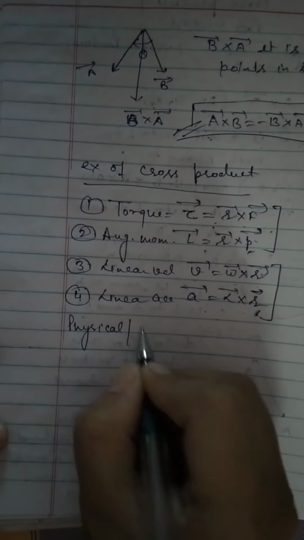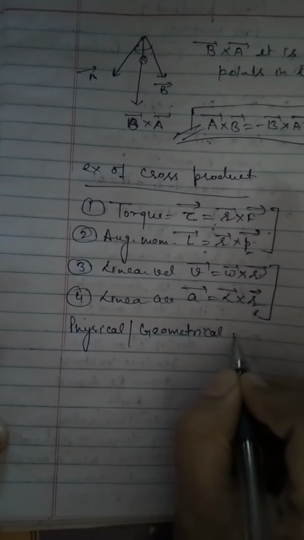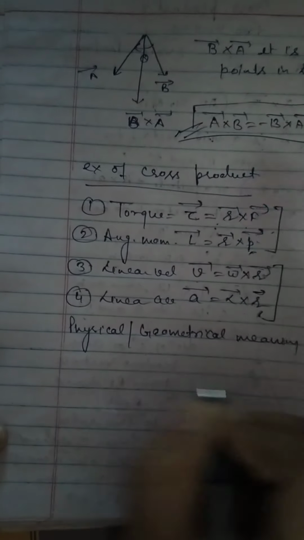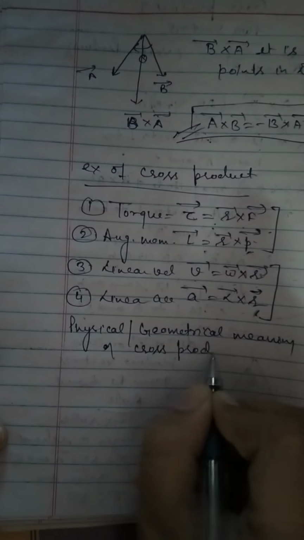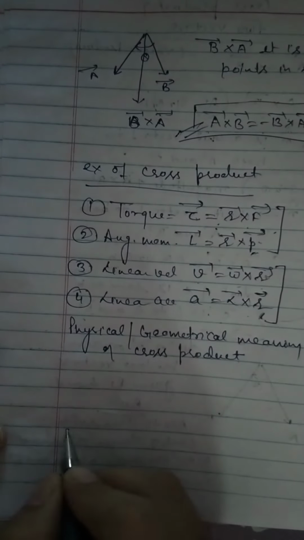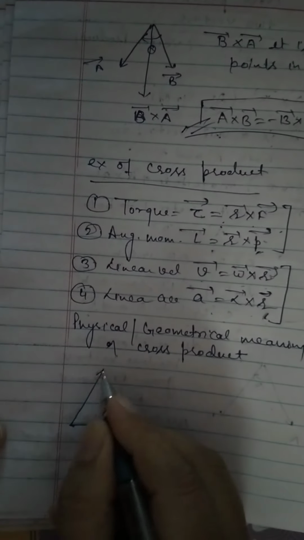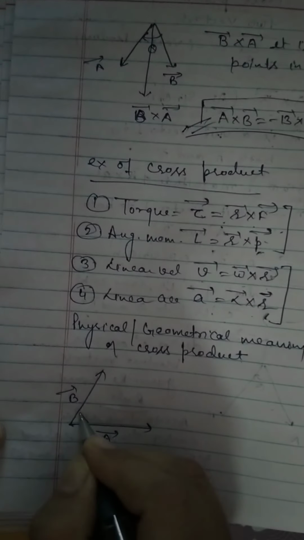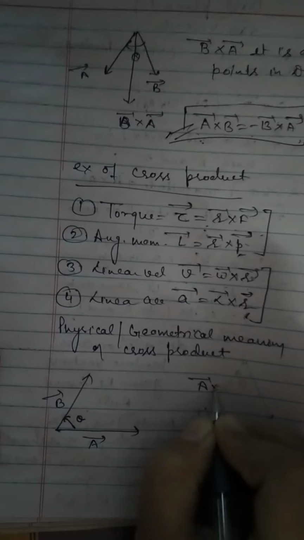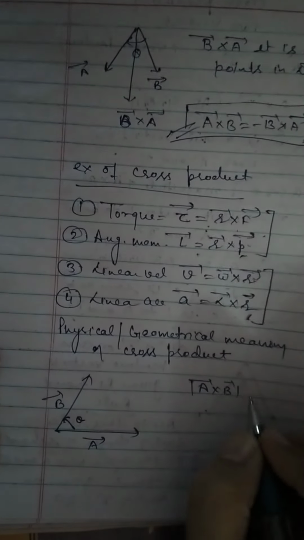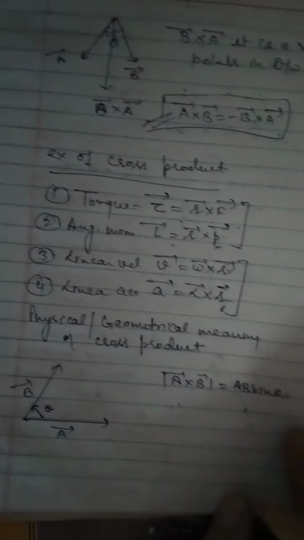Physical or geometrical meaning of cross product. What is its geometrical meaning? If there are two vectors A and B, this is vector A and this is vector B. The angle between them, let us suppose, is theta. So we can write the magnitude, mod of A cross B, as AB sine theta.